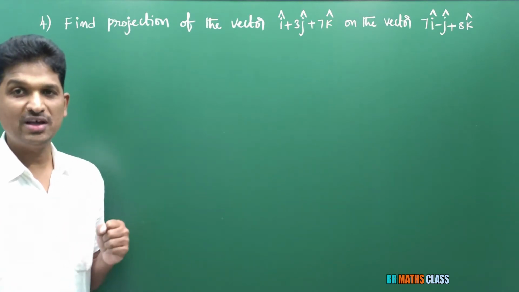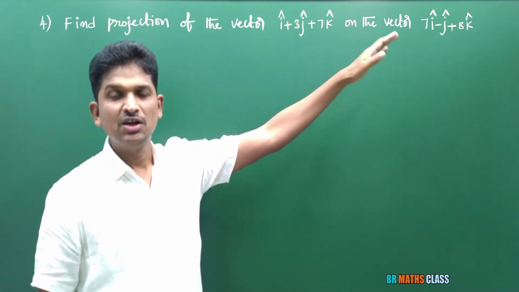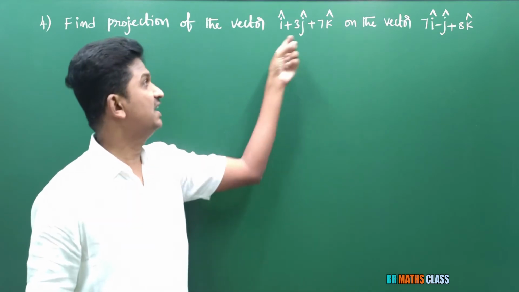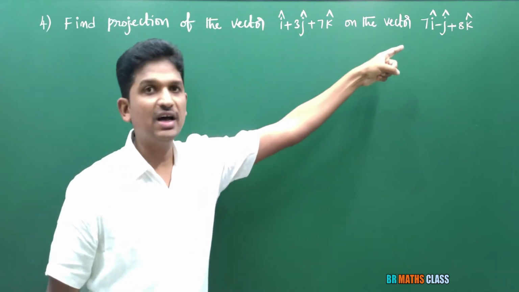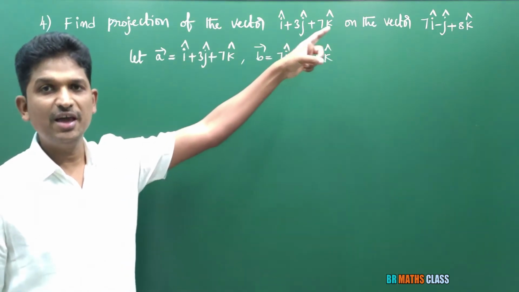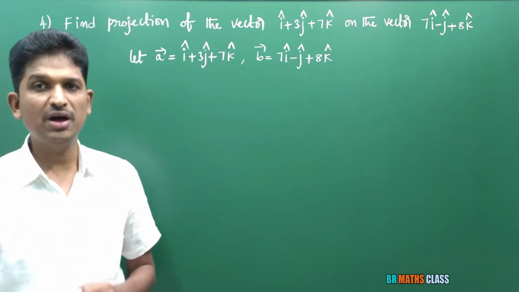This is similar to the last question: projection of this vector on another vector. To calculate the projection, first I'll take this vector as A bar and the other vector as B bar. I consider the given vectors as A bar and B bar. You know the formula for projection of A bar on B bar.